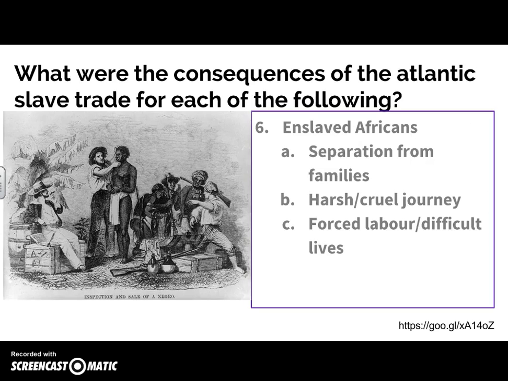And additionally, once the slaves were brought over, a lot of them have very difficult lives. I talked a little bit about the harshness and the high death rate at the sugar plantations, but people were being forced to work. They weren't being paid. They were being treated like objects, bought and sold. You can see in this picture as this slave is inspected as if he's an animal, a piece of merchandise for the person going to buy him there. And so these lives were not easy lives and were often quite difficult for the slaves when they were brought over to the Americas.